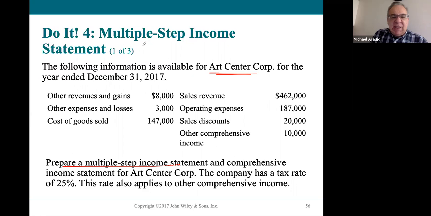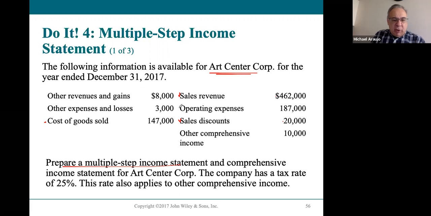In this case, a multi-step income statement, you would start with your sales revenue and your sales discounts to get your net sales. So net sales would be those two numbers. You start with the 462, you subtract out the 20. That would give you your net sales. Then you would take out your cost of goods sold. Net sales minus cost of goods sold will give you your gross profit.